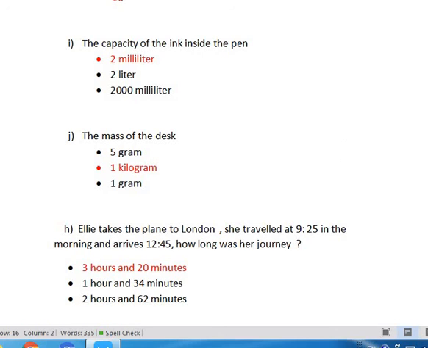Ellie takes the plane to London. She traveled at 9:25 in the morning and she arrives at 12:45. So from 9 to 12 is 3 hours. From 9 to 12, after 9: 10, 11, 12. And from 25 to 45 is 20 minutes.